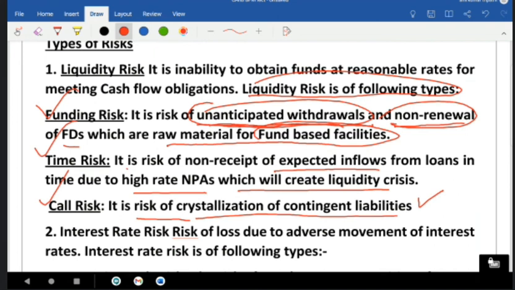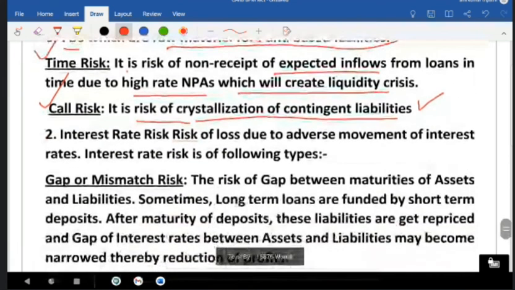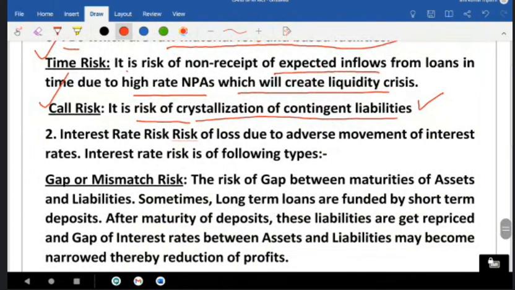And moving on, what is interest rate risk? Interest rate risk is the risk of loss due to adverse movement of interest rate, because interest rates may keep on changing. You have given advances at a lower rate, but the FD rate is increasing due to market situation. Then you will incur the loss. So we'll see one by one.